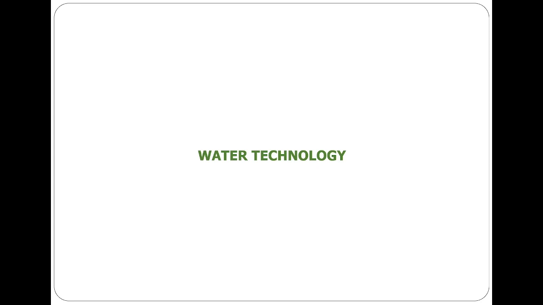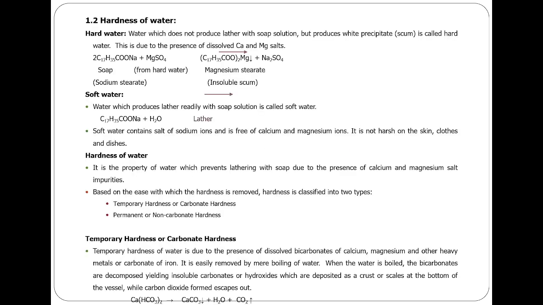You should understand what you mean by water technology. The water is going to contain three types of impurities: physical impurities, chemical impurities, and biological impurities. Removing all these impurities from water that has been used for domestic applications is known as water technology. That means removing all three types of impurities from water and making the water fit for domestic applications is known as water technology.